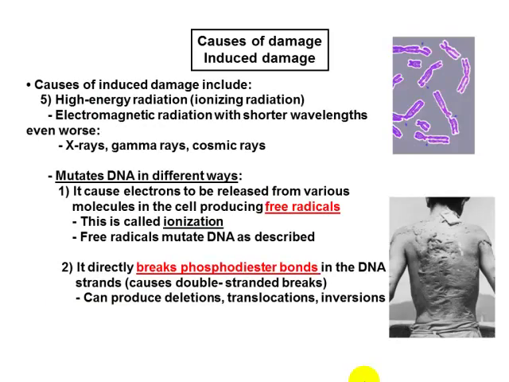So other causes of induced mutation, as I mentioned before, almost the whole class last time, is ionizing radiation. You have electromagnetic radiation with also shorter wavelengths. You have also X-rays, gamma rays, cosmic rays. Do you know we are under a lot of cosmic ray bombardment every day? If it directly breaks phosphodiester bonds in the DNA, it will cause those very characteristic types of DNA damage.